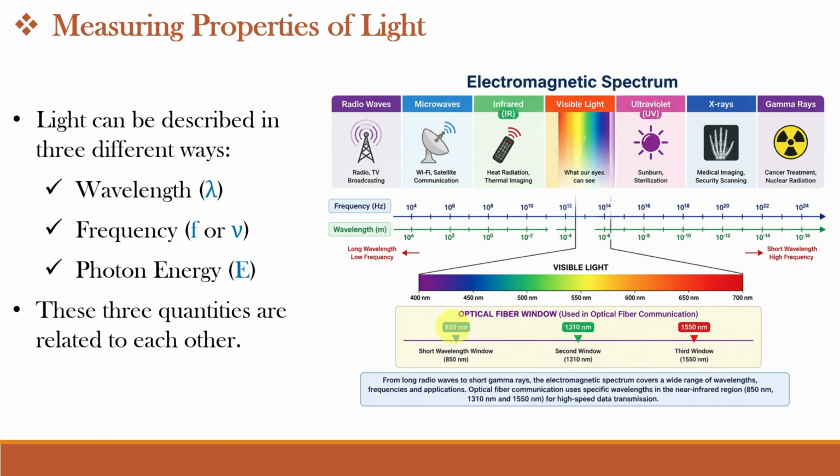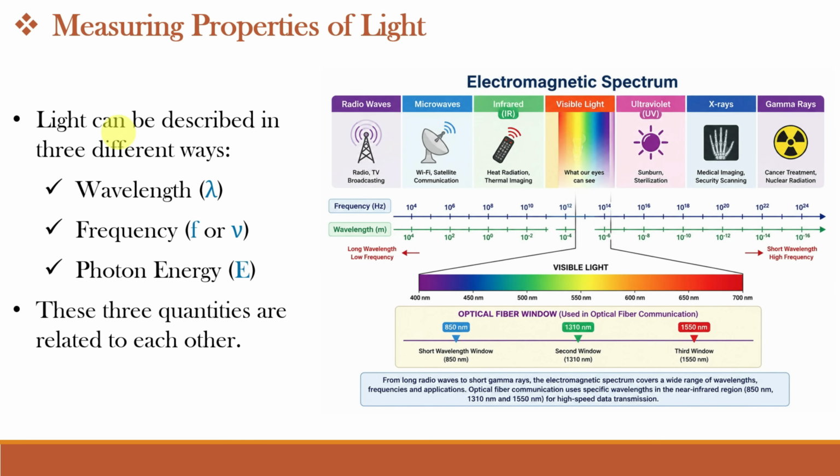And these are different optical fiber windows which we have already learned. It highlights the three important wavelengths used in optical fiber communication: 850 nanometer, 1310 nanometer, and 1550 nanometer. And these wavelengths are used because optical fibers have very low loss at these wavelengths, allowing the light to travel longer distance efficiently. Now the important question is, how do we describe or measure light?